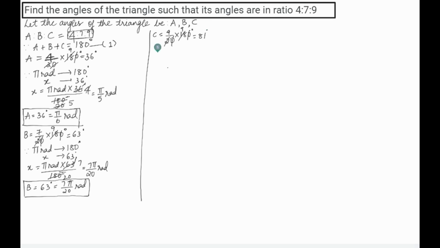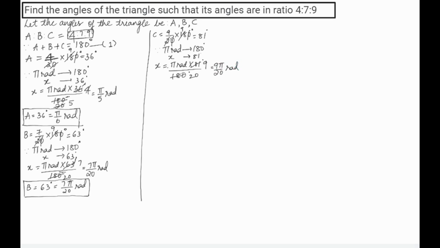In order to find it in radians, we know pi radians is equal to 180 degrees. So how much is 81 degrees in radians? Let this be x. When I cross multiply this, I get x is equal to pi radians times 81 degrees divided by 180 degrees. So 9 into 9 is 81, 9 into 20 is 180. So therefore we have 9 pi by 20 radians.